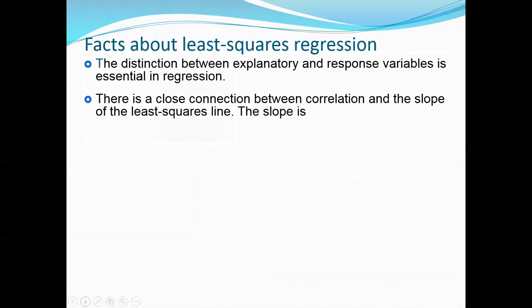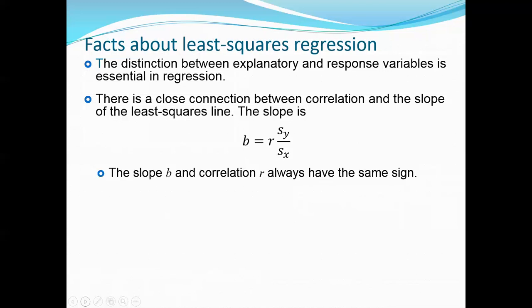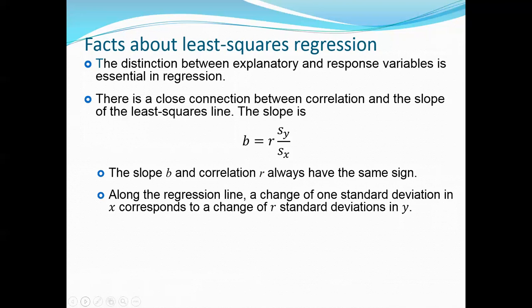Facts about least squares regression. The distinction between explanatory and response variables is essential in regression. There is a close connection between correlation and the slope of the least squares line. The slope is b equals r times the standard deviation of y divided by the standard deviation of x. The slope b and the correlation r always have the same sign.